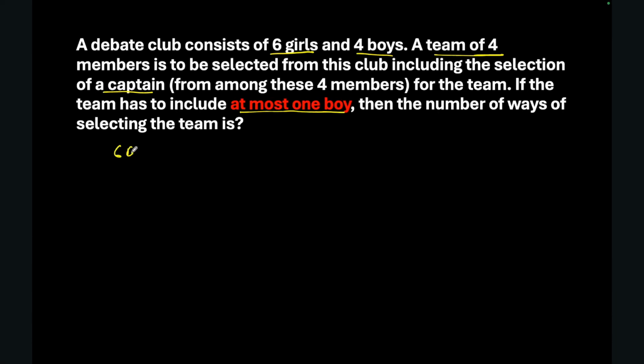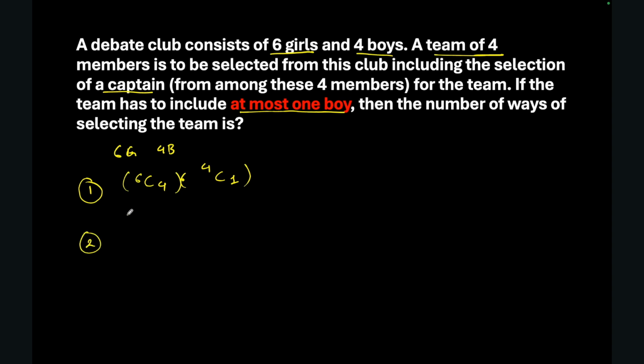6 girls and 4 boys. Okay, so in our first condition, let's say we have no boys, right? So we have 6 girls from which 4 are being chosen, and now we also have to select the captain. The captain would be selected from the 4 girls that are being selected, and 1 captain. And that's it. Okay, so 6C4 times 4C1.